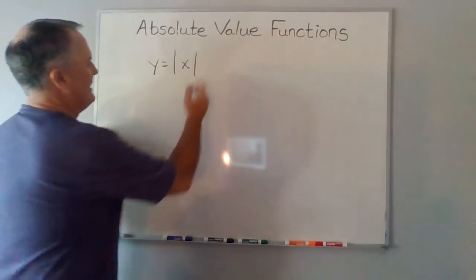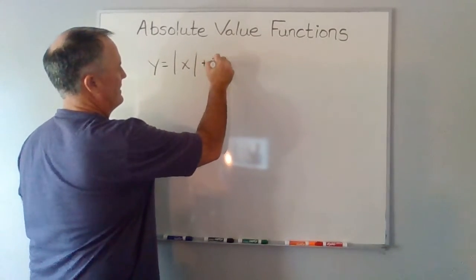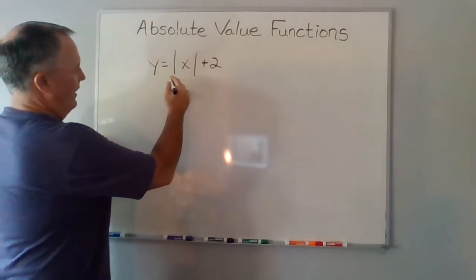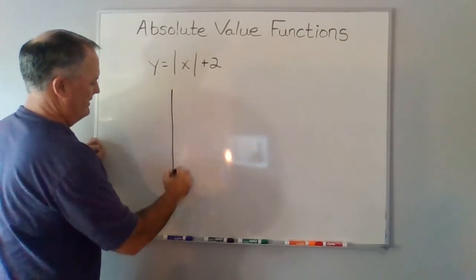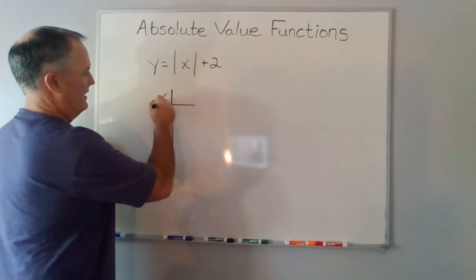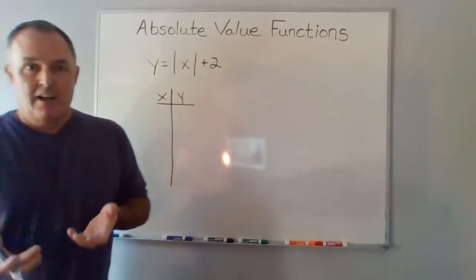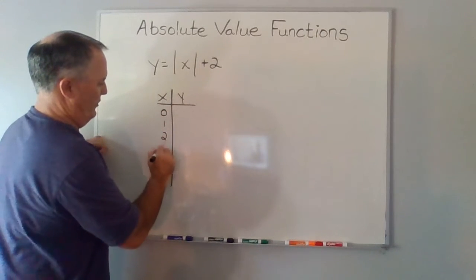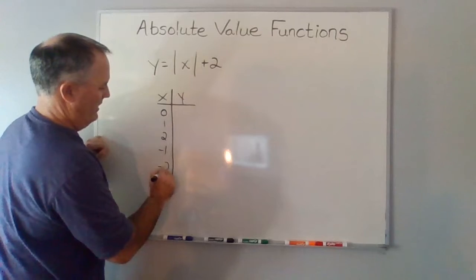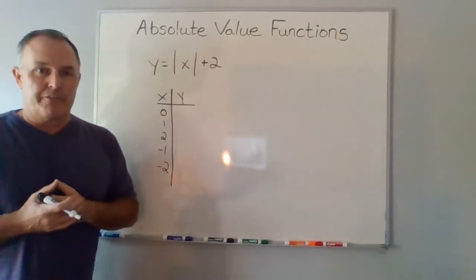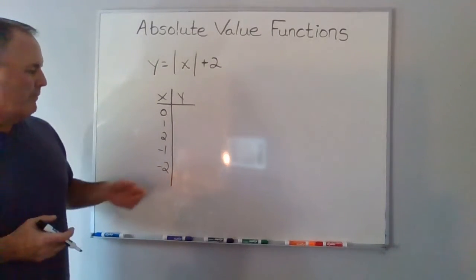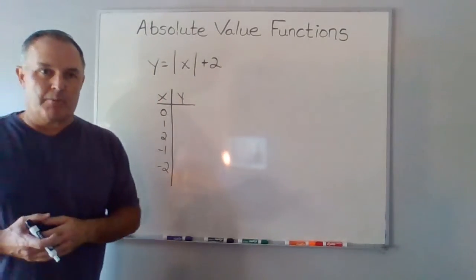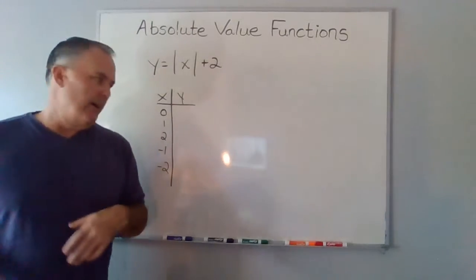All right, let's add a number to the outside. And so let's see what happens here. Well, I'm going to make my same t-chart again. X and Y. I'm going to use the same numbers: 0, 1, 2, -1, -2. You will pretty much always start off with these numbers. Sometimes if the graph gets a little bit too big, you can always add a couple of extra numbers, whether they're positive or negative, down at the bottom.